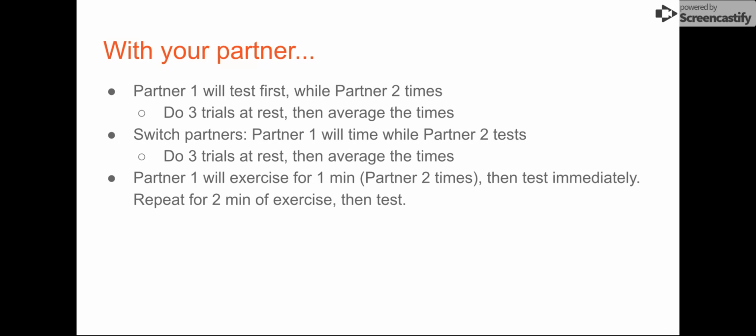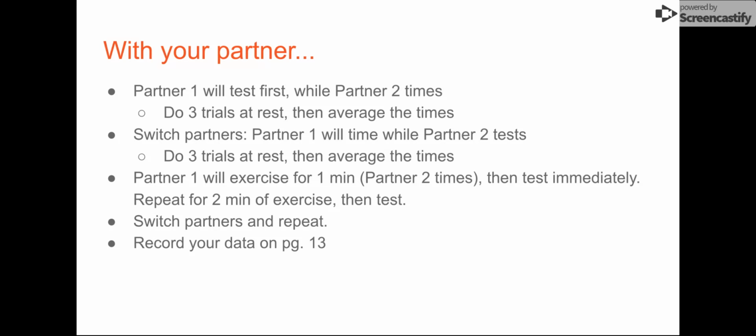Partner 1 will exercise for a minute. Of course, make sure you're listening to music. Partner 2 times. Then test immediately. Repeat for 2 minutes of exercise, then test. Switch partners and repeat. Record your data on page 13.